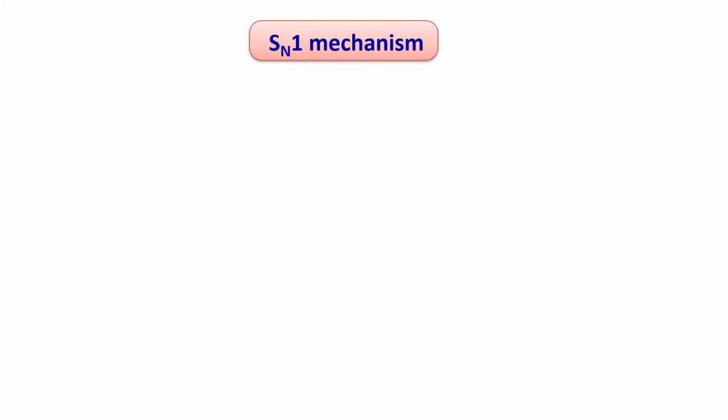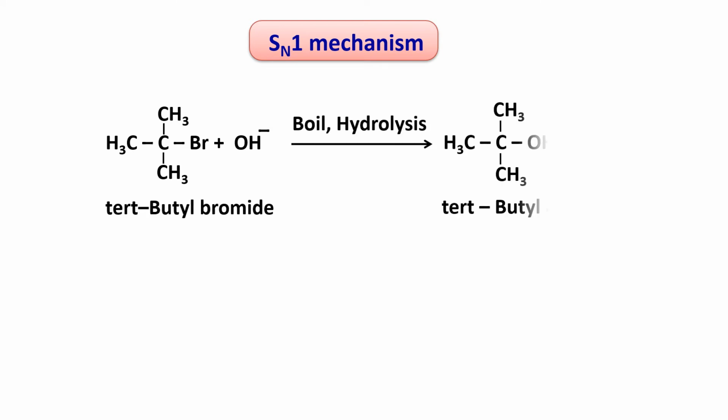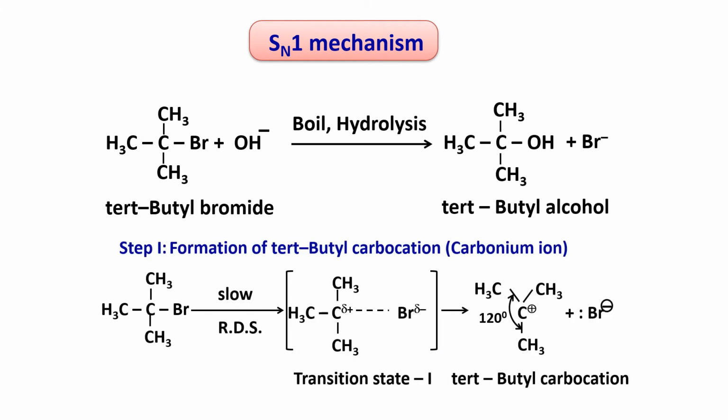Now let us understand the SN1 mechanism by taking the example of alkaline hydrolysis of tertiary butyl bromide. The SN1 mechanism takes place in two steps. In step 1, the tertiary butyl bromide slowly dissociates to form a tertiary butyl carbocation and bromide ion. The carbocation has planar geometry.